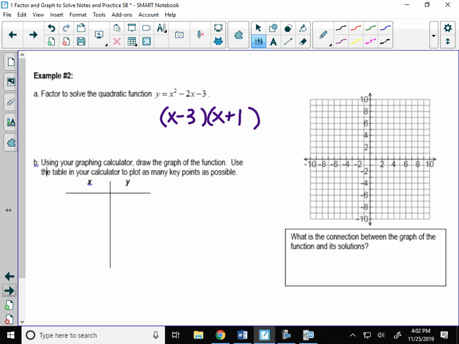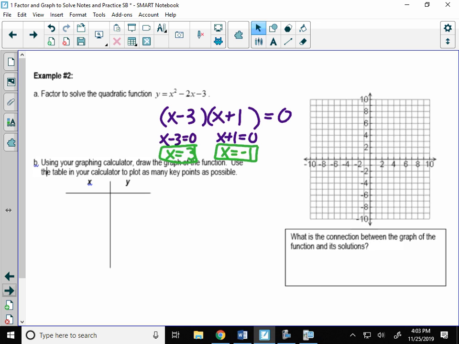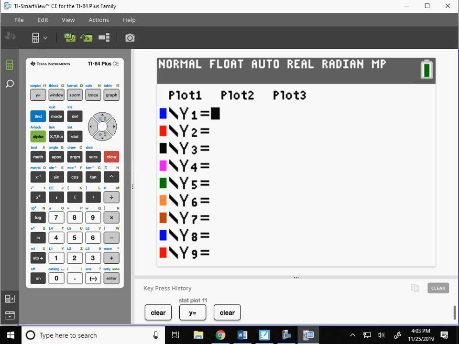Okay. When I set each of those factors equal to 0, I would get two solutions. One would be positive 3, and one would be negative 1 when I solve. So those are my solutions using the method from part 1. Now it says using your graphing calculator, let's graph this function on the grid, and then let's make a connection here. So on my graphing calculator, I'm going to type in the original function, x squared minus 2x minus 3.